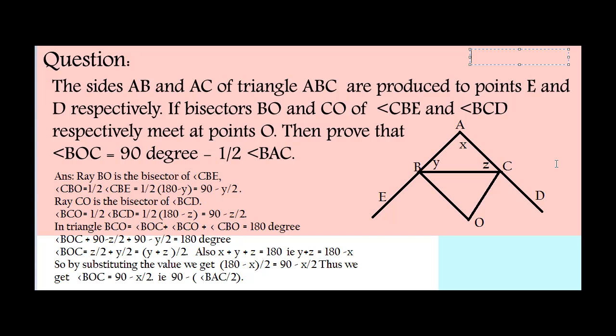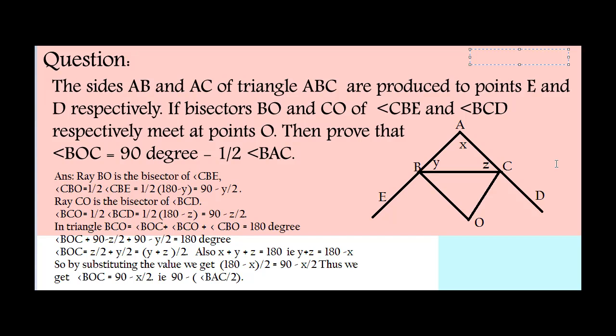In triangle BCO, angle BOC plus angle BCO plus angle CBO equals 180 degrees. That is, angle BOC plus 90 minus z by 2 plus 90 minus y by 2 equals 180 degrees. Angle BOC equals z by 2 plus y by 2, that is y plus z by 2. But we know x plus y plus z equals 180, so we find the value of y plus z: y plus z equals 180 minus x.